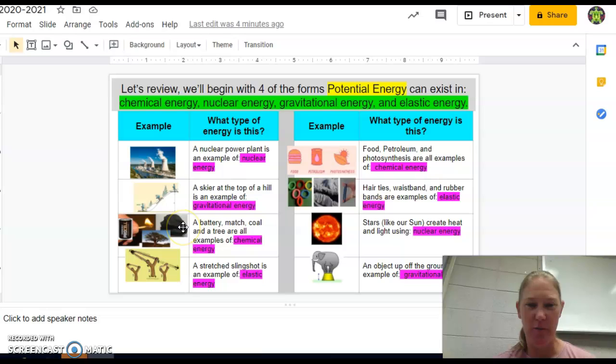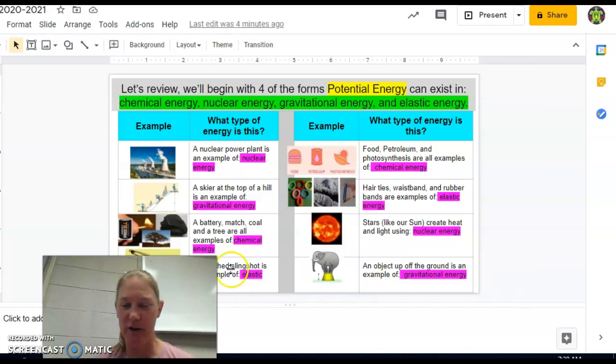The next one, a battery, match, coal, and a tree are all examples of chemical energy. And the next one, a stretched slingshot, is an example of elastic energy. The second column, food, petroleum, and photosynthesis, are all examples of chemical energy. Hair ties, a waistband, and rubber bands are all examples of elastic energy.